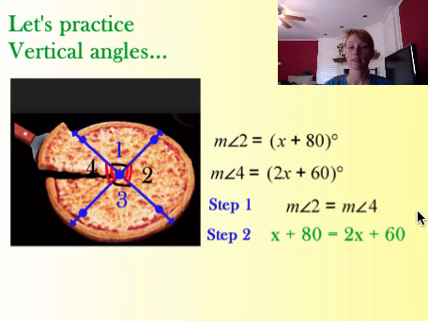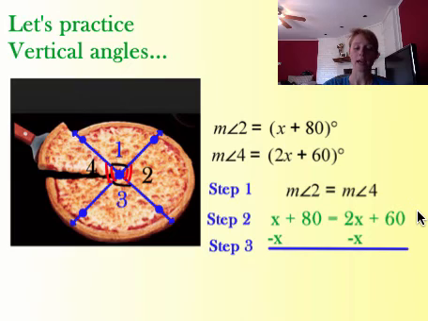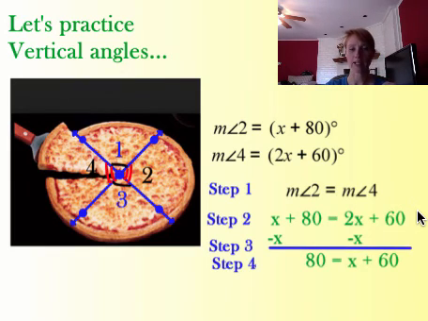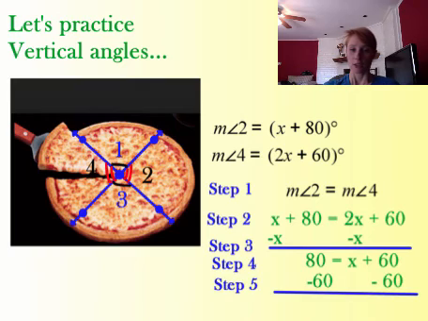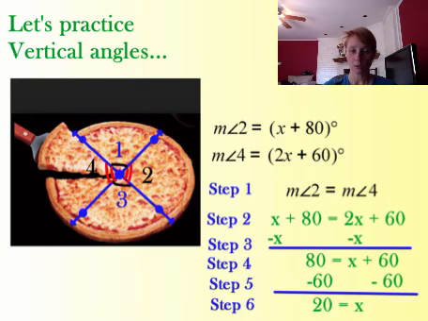So let's go ahead and collect like terms. To do that, let's go ahead and subtract x on both sides. When we simplify, we get 80 equals x plus 60. The x's cancel here. 2x minus x is just 1x. So then let's go ahead and combine the numbers on one side of the equation, on the opposite side as the x. So we're going to subtract 60 on both sides, which gives us 20 equals x.